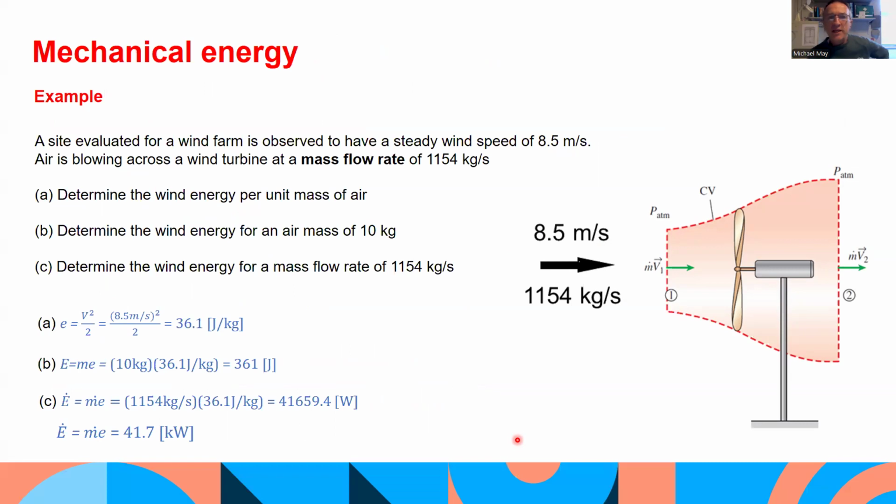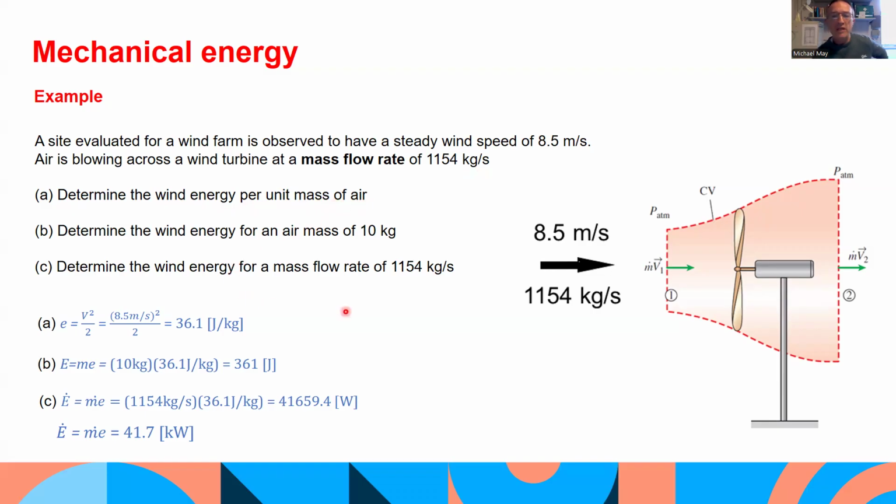There's also mechanical energy potential in the air. So with a wind turbine, there's an example here. A site evaluated for a wind farm is observed to have a steady wind speed of 8.5 meters per second. Air is blowing across a wind turbine at a mass flow rate of 1,154 kilograms per second. Determine the wind energy per unit mass.